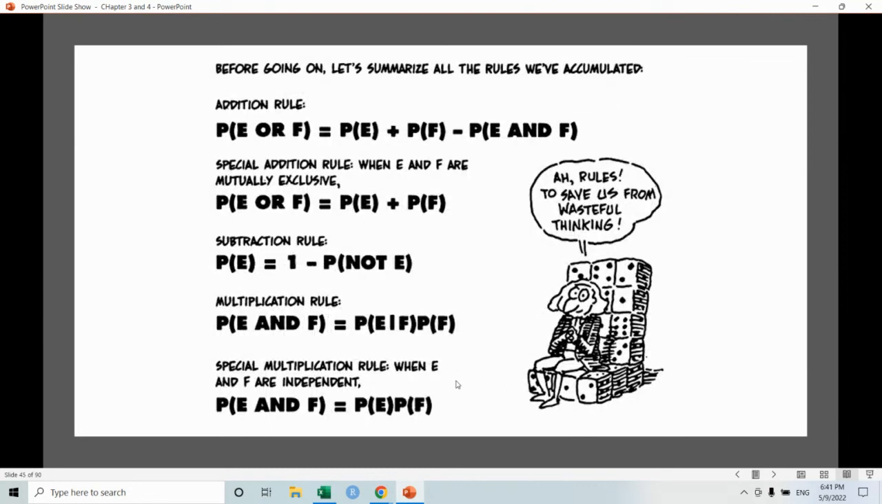Before going on, let's summarize all the rules that we've talked about up to this point. We had the addition rule. What is the probability of E or F? The probability of the union equals the probability of E plus the probability of F minus the intersection, where those two probabilities overlap. There's a special addition rule when E and F are mutually exclusive, where the probability of E or F equals the probability of E plus the probability of F. The subtraction rule, which is also called the complement: the probability of E equals 1 minus the probability of not E. Multiplication rule: the probability of E and F is the probability of E given F times the probability of F. Finally, the special multiplication rule, when E and F are independent: the probability of E and F equals the probability of E times the probability of F. It might be good to refer back to this page when you're doing your homework.